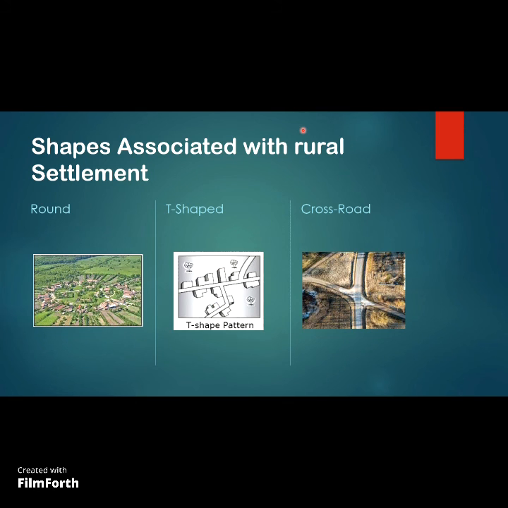And lastly, crossroads settlement. Houses are built at the road intersections so that it may be easy to access or exit the village or the farm.